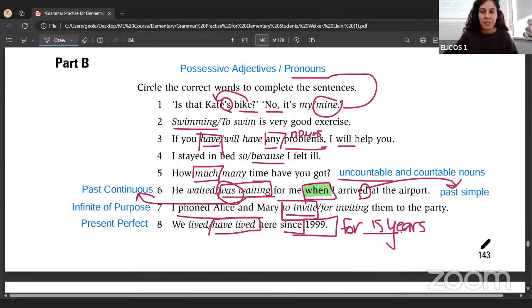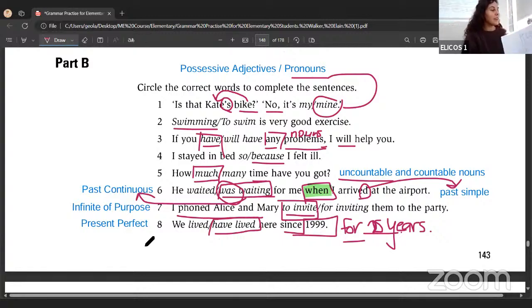Another way, for 15 years. 20? 25. 25? Yeah. Okay, for 25 years. So you can use for, but you could see the answer is different. So you could say, we have lived here since 1999, or we have lived here for 25 years. Okay, good. That was from the present perfect. An action started in the past and is still happening in this moment that we are speaking.